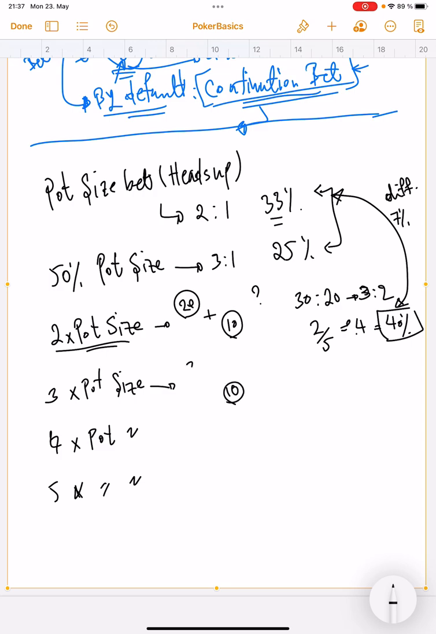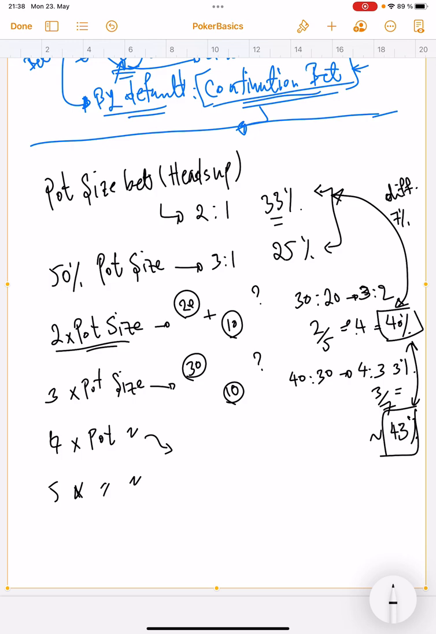So this is 10. Now the guy bets 30, and you are sitting here. Your reward will be 40, and your call will be 30. This will be 4 to 3, or 3 over 7. And 3 over 7, I need to calculate it just to be exact. 3 divided by 7 will be almost 43%. Now see the difference between here and here. So there's only a 3% difference between the two.